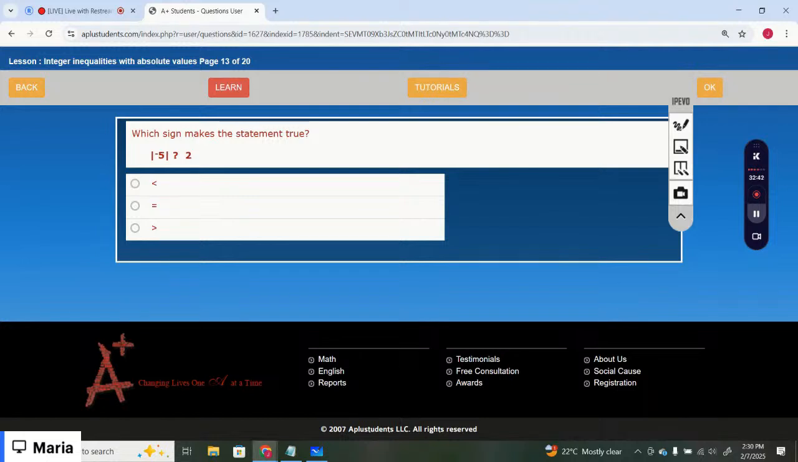Absolute value of negative 5 is 5 and 5 is greater than 2. Okay, you can complete the lesson by yourself later today. Let's just move on to the next lesson.